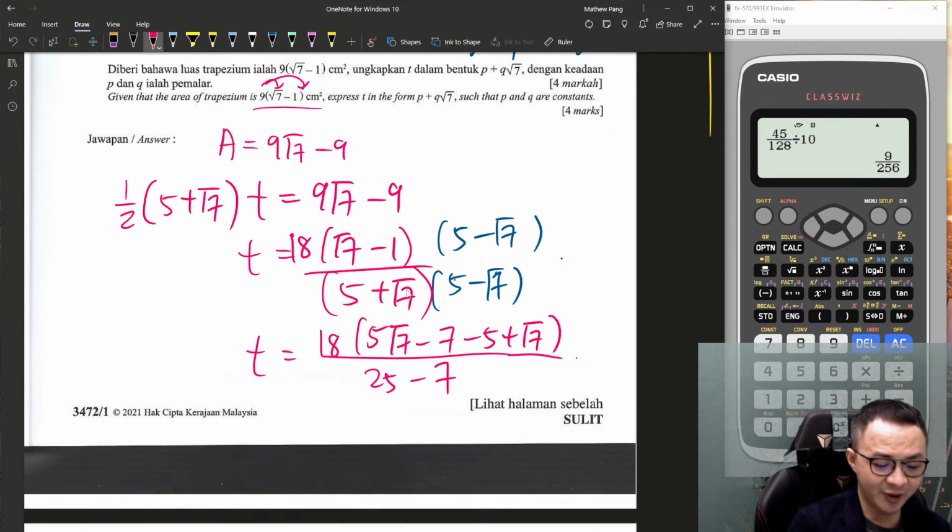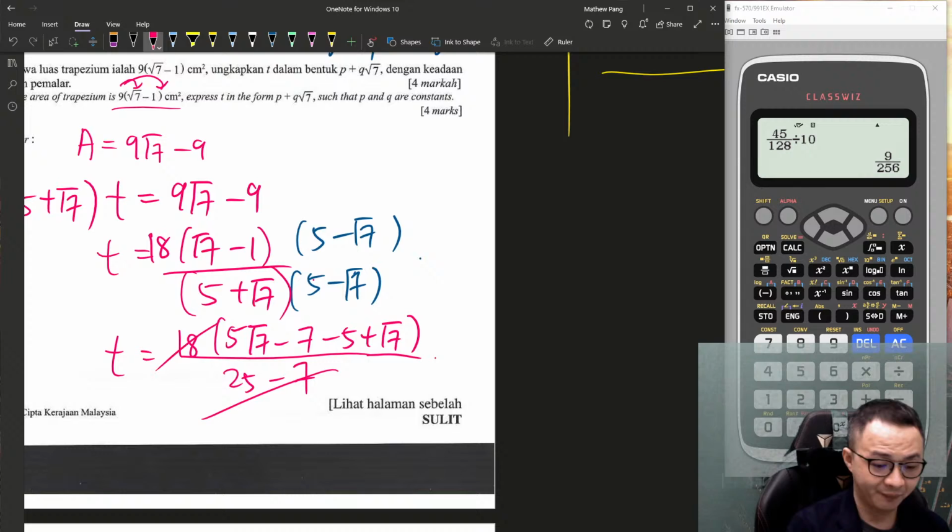Okay, why I take out? Because 18 and 18 I can cut, right? Then t should equal 5 sub 7 plus sub 7, 6 sub 7 minus 12. Done. Is it the pattern they want? Okay, they want number first, negative 12 plus 6 sub 7.